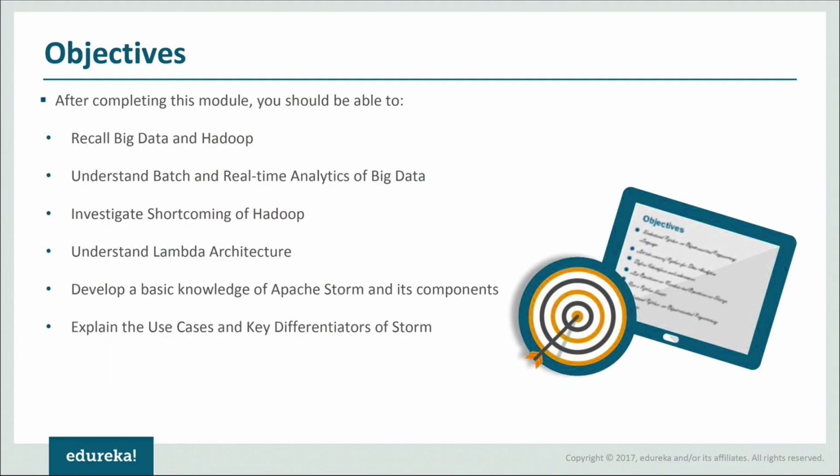Right, so what are the objectives? Well, after completing this, you should be able to know the basics of big data and Hadoop, and if you already know it, you'll be able to recall it. And you will be able to understand what is batch and real-time analytics of big data and how do they differ. We'll see what are the shortcomings of Hadoop, and we'll understand what is Lambda architecture and why do we need it.